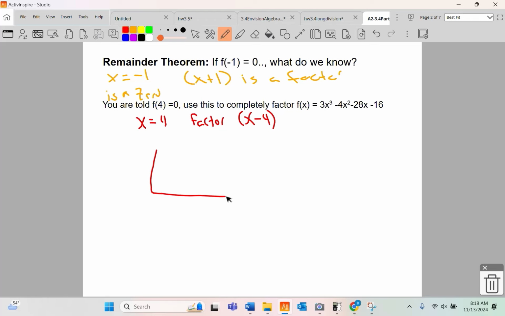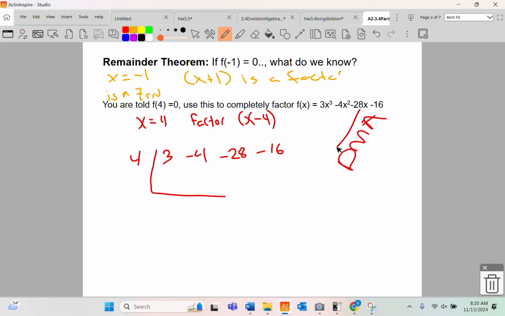What goes in the second floor of that vinculum? Top. What's at the top of the vinculum? 3. What else? Negative 4. Negative 28. Negative 16. What goes outside? What goes over here? 4. The x value goes out there. The factor is x minus 4, change the sign, you get 4. F of 4 says x is 4. X goes out there. All right, you guys take a shot at it.